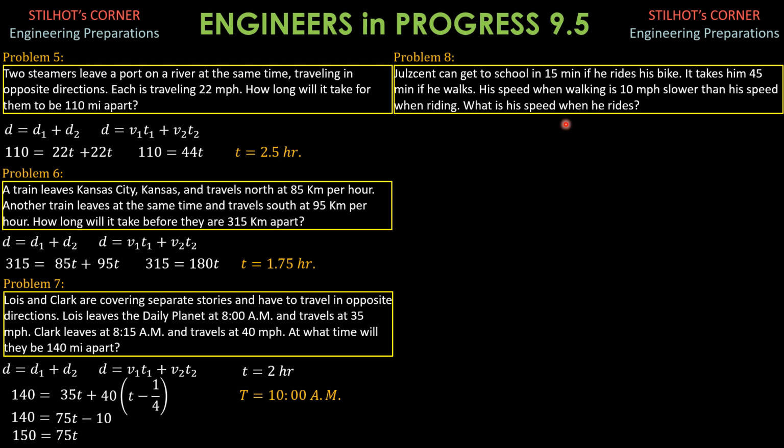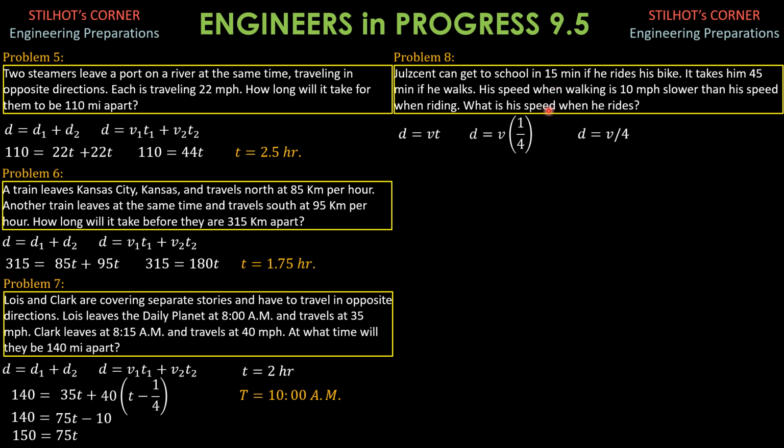So let us denote the distance between Julescent's home and the school as d, and d is equal to, if he travels by bike, the speed denoted by v, and the travel time is 15 minutes or 1/4 hour. So distance equals speed times time. This is the speed of Julescent when riding his bike. So d is v times the travel time, 15 minutes or 1/4. Therefore d is v over 4.